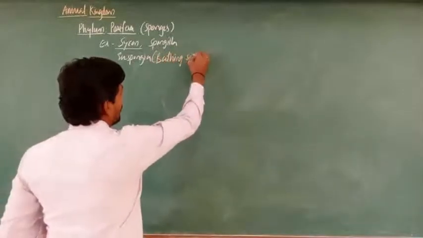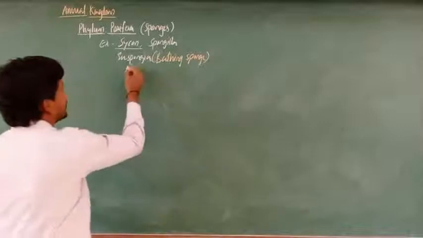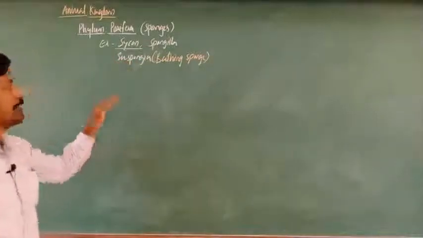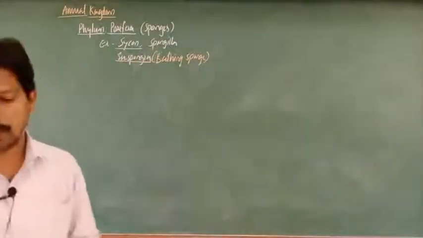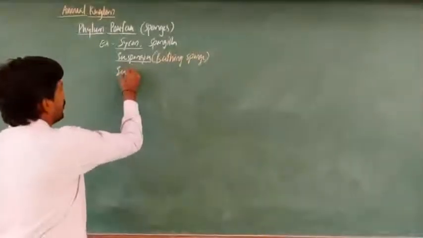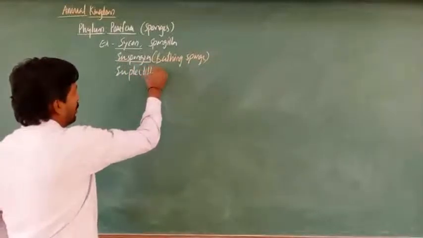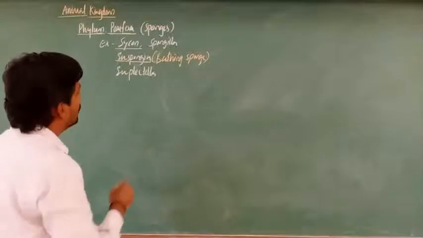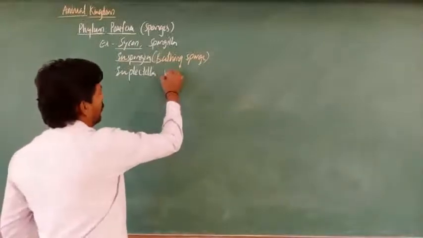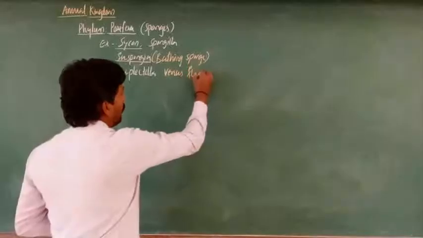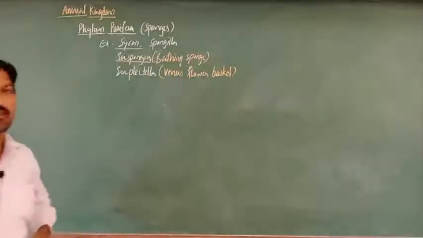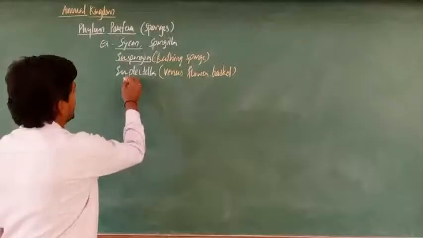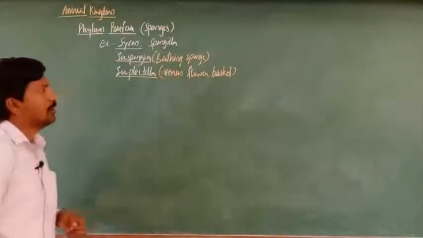Bathing sponge, which is used for bathing because of its endoskeleton, we will discuss it later. Euspongia is one of the examples you can take. Next, Euplectella, you can also take as an example. It's also called Venus flower basket. So the Euplectella is also called Venus flower basket, right?